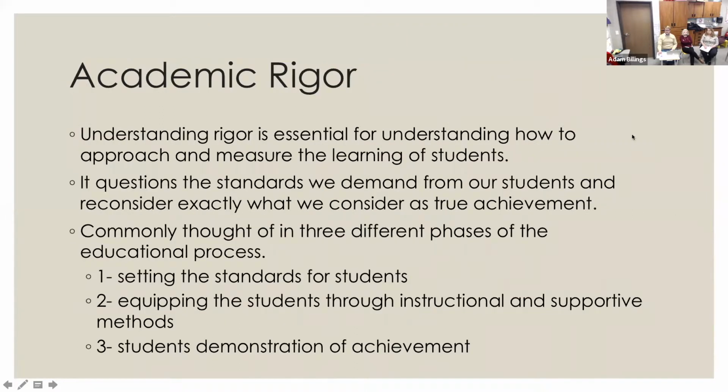The definition of rigor is essential for understanding how to approach and measure the learning of students. It questions the standards we demand from our students and what we consider true achievement. There are 3 different phases of the educational process where we talk about academic rigor: setting the standards, equipping the students through instructional and supportive methods, and students demonstrating their achievement.